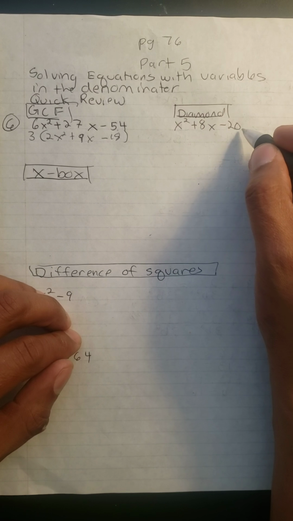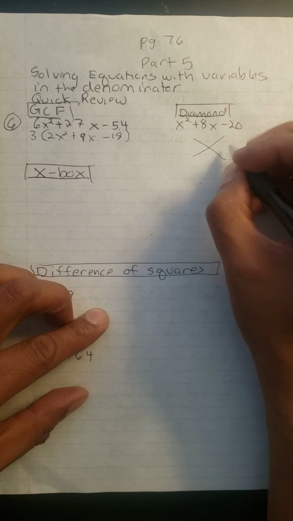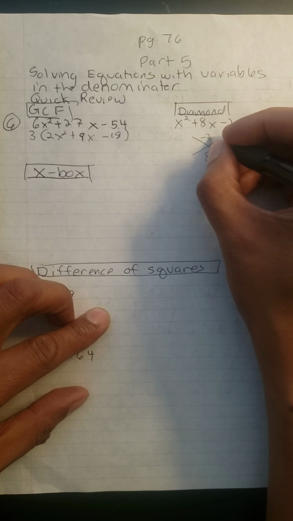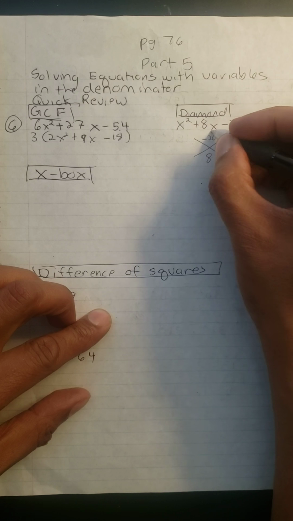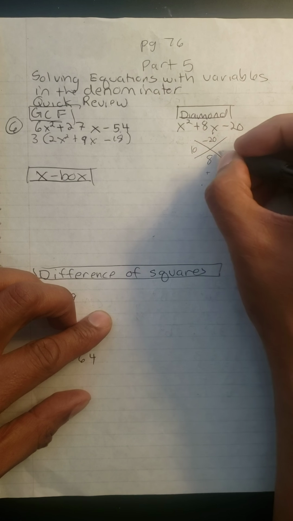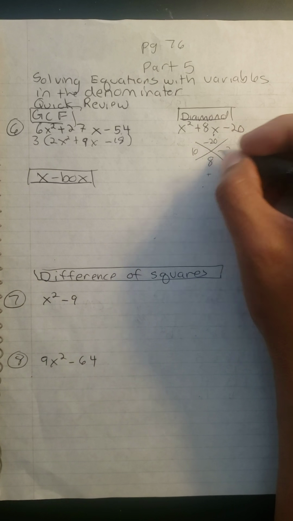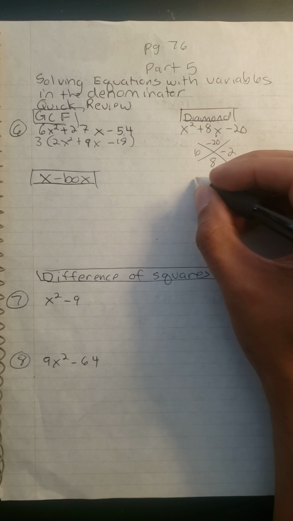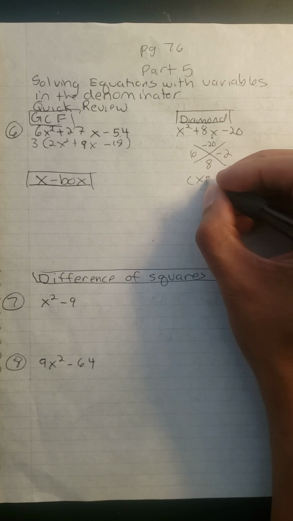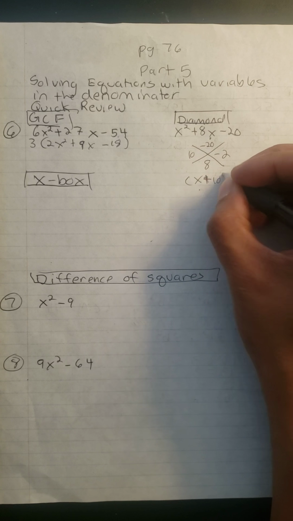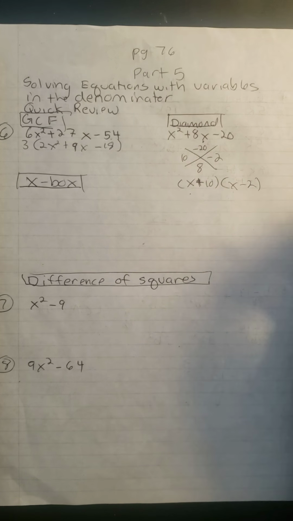Okay, next one will be the diamond. So most of you are familiar with that. You put the 8 on the bottom, negative 20 on top. Two numbers that multiply to give you this and add to give you that would be 10 and negative 2. Does that work? Yeah, 10 minus 2, 10 times negative 2. Good. So your factors would be x plus 10 and x minus 2.